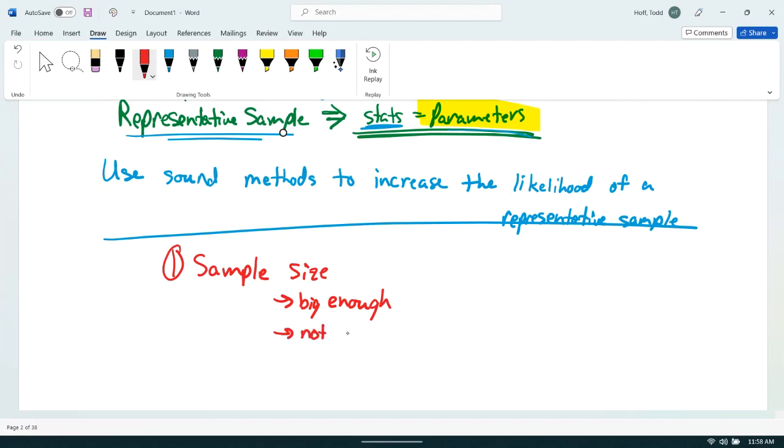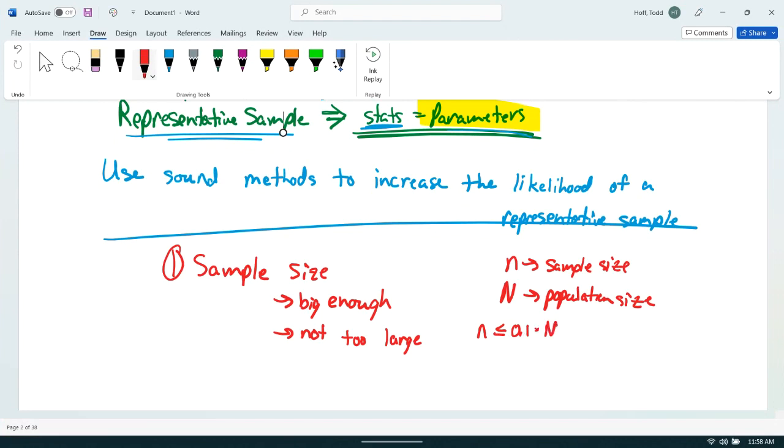But on the other side, we have to be careful not to be too large. On the sample, little n is for the size of a sample. Big N is the size of a population. The size of the sample should be less than or equal to 10% or 0.1 times the size of the population.